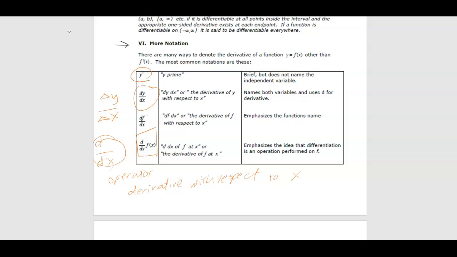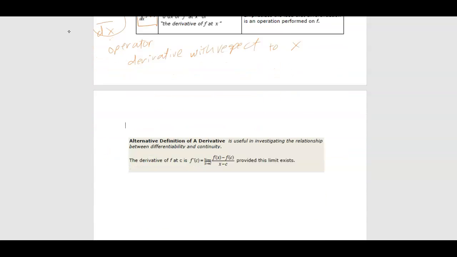All right, let's go down to the next topic here before I end this video and start a new one. So this is the alternative definition of a derivative, and it's useful when we look at continuity, but we're going to be using this as our definition of derivative going forward. The limit as h goes to 0 of f of x plus h.